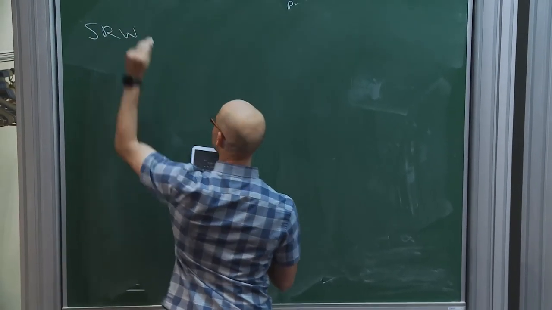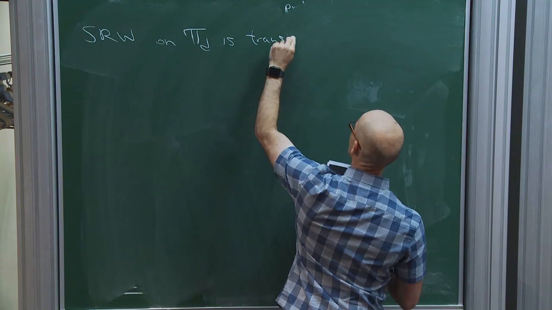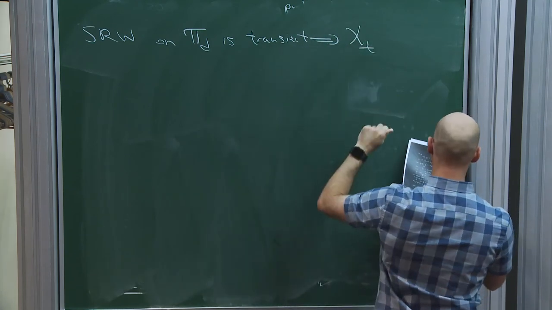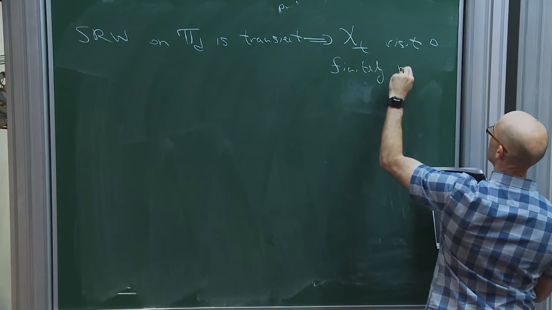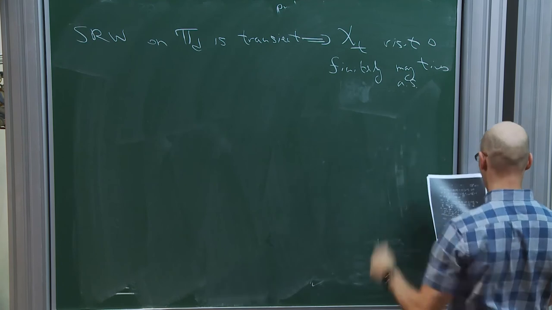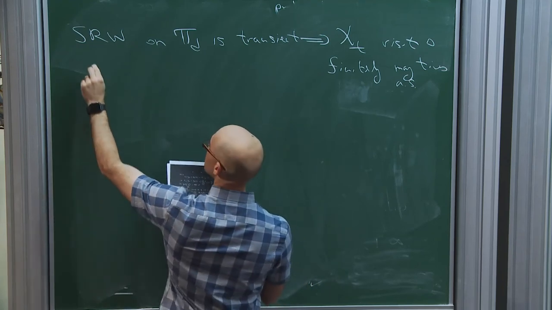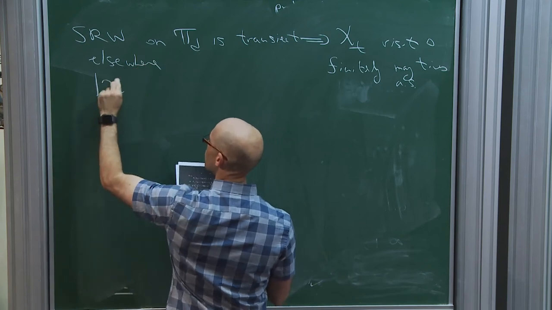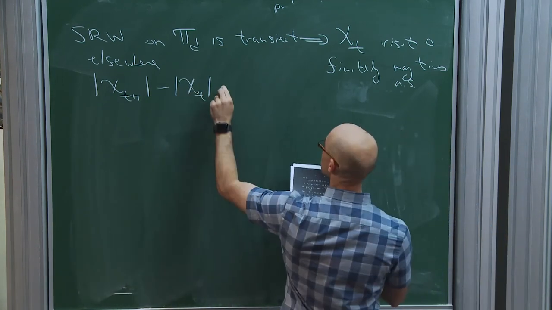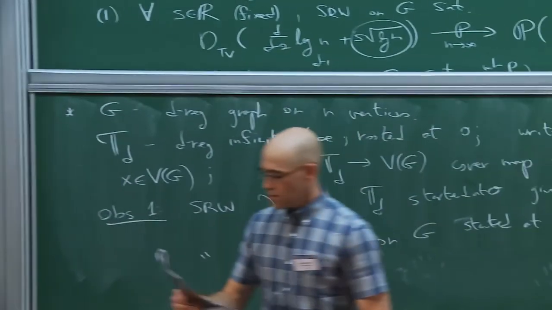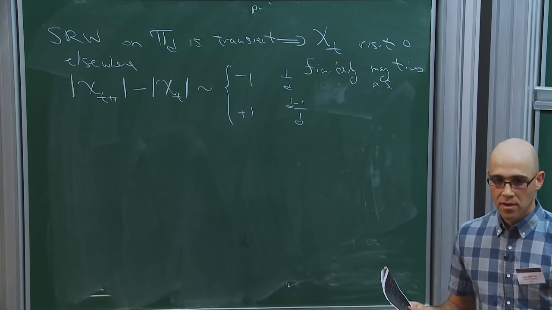Okay, so Nicolas, now the CLT. Simple random walk on T is transient. So in particular, XT visits O finitely many times, almost surely. So elsewhere we know that X_{t+1} minus X_t, the difference in heights, is just this guy that we wrote, already deleted. It increases by 1 with probability (d-1)/d and decreases by 1 with probability 1/d. This is just on T_d.